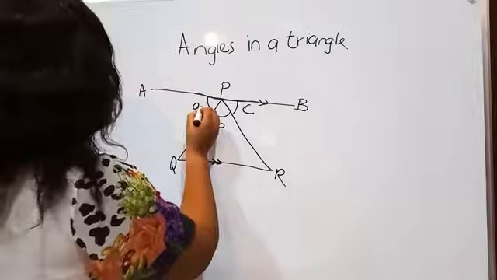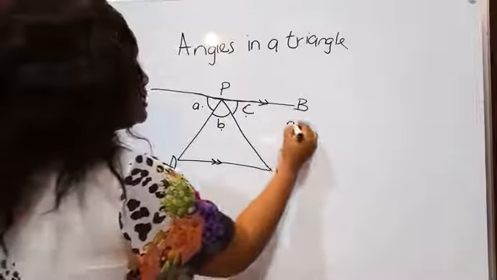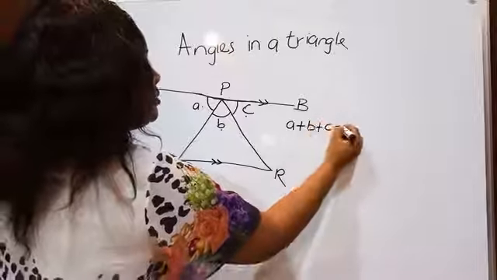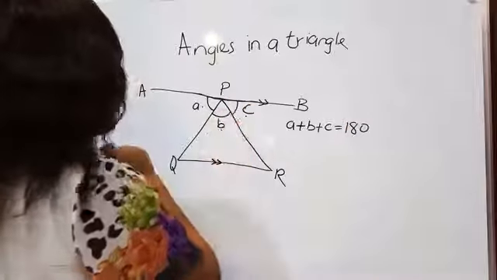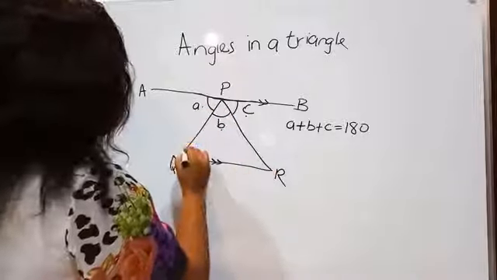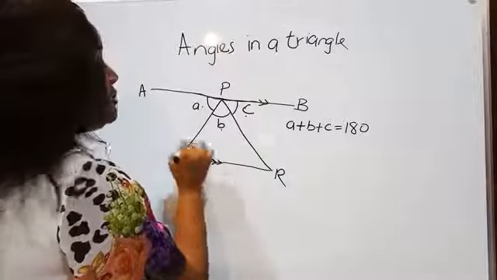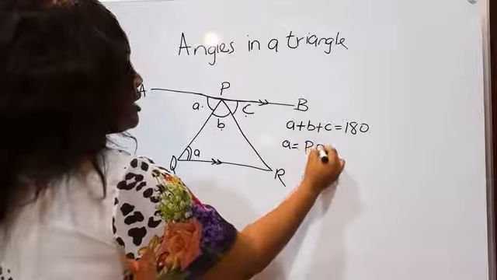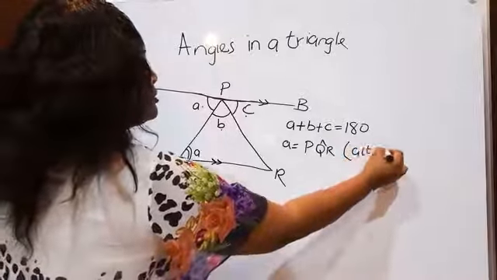So from what we have here, we have A, B, and C. And we know that A plus B plus C equals 180, and the reason being angle on a straight line. Then, we now know that angle PQR here equals A. And the reason being alternate angles.